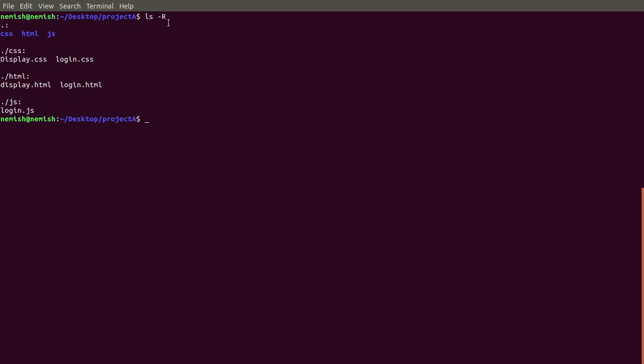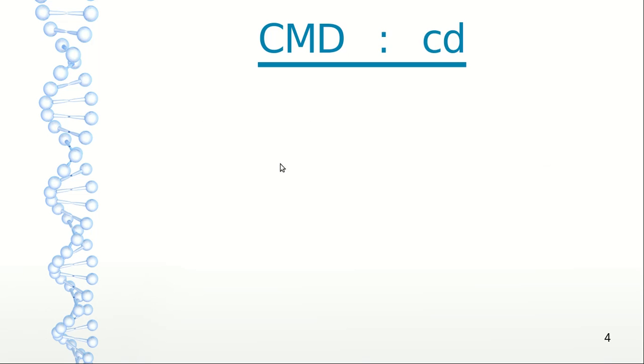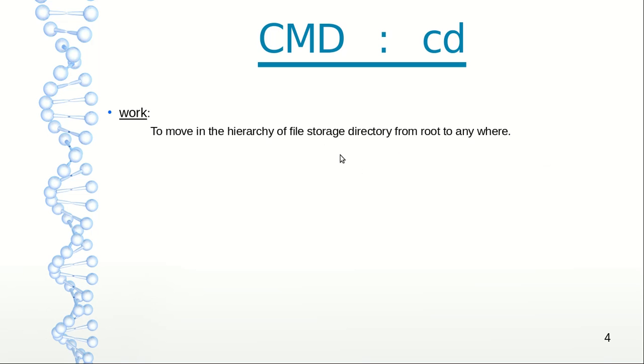This is the use of ls -r. Because of it, you can see the containing files easily. Now let's move toward our next command, which is the cd command, and let's see the working of it. Its working is to move in the hierarchy of the file storage directory from root to anywhere.